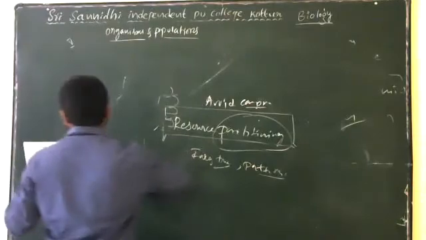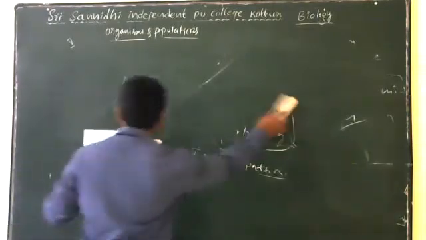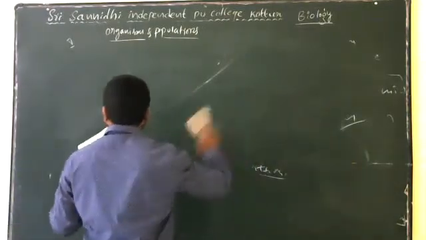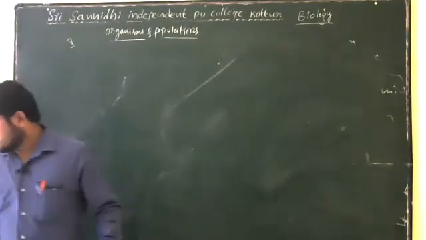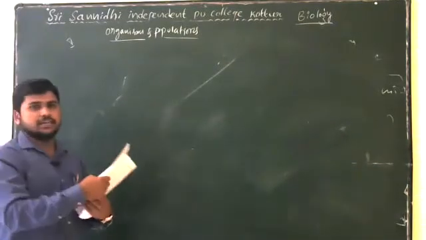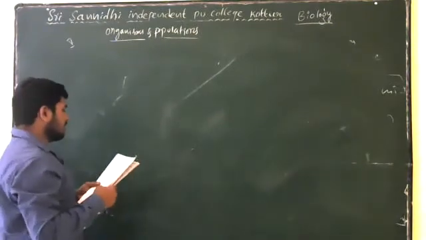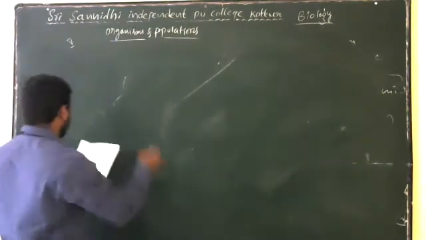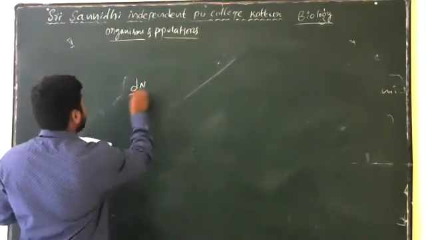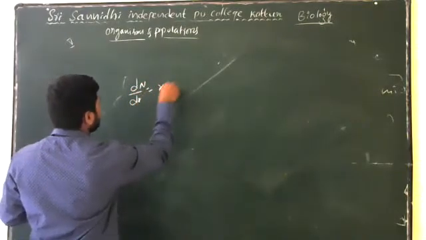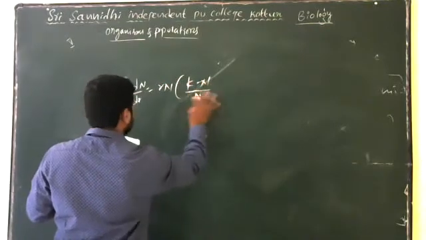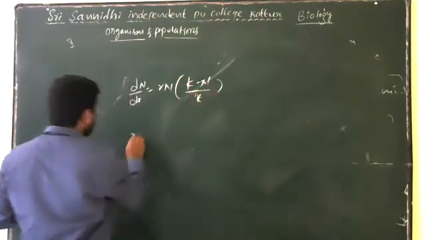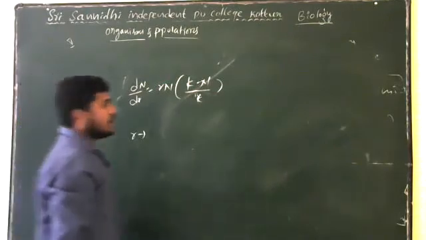r into N into K minus N divided by K, where r and K represents ಅಂತ ಕೇಳಿದ್ದಾರೆ. This is a logistic growth model equation, Verhulst's formula equation or logistic growth equation. So dN by dt is equal to r into N into K minus N divided by K, where r is what? So r is taken from what?